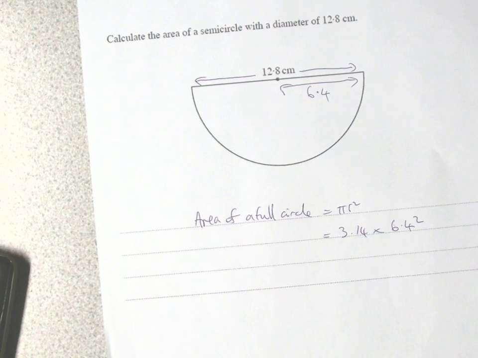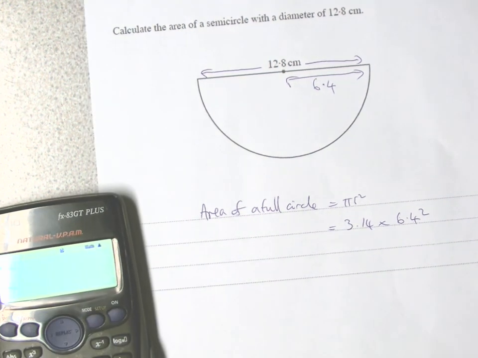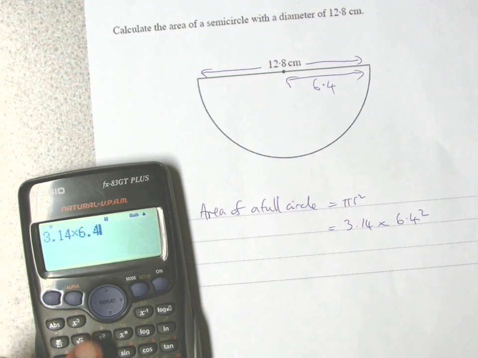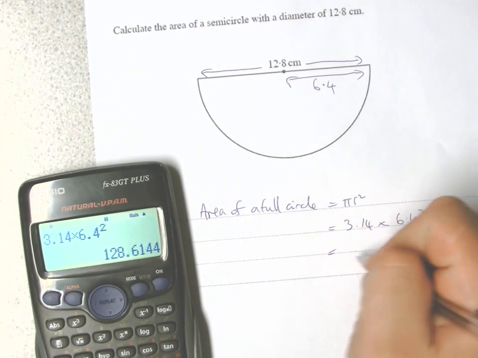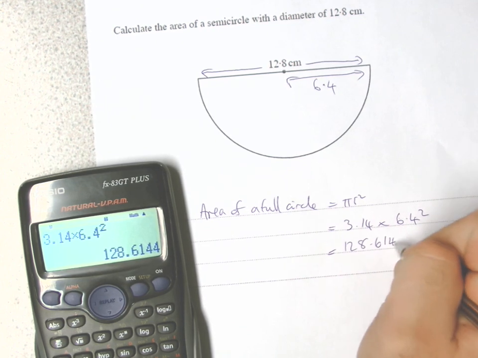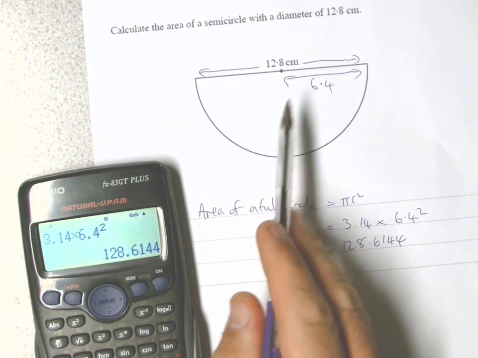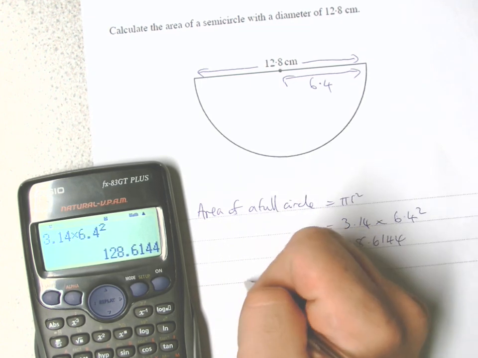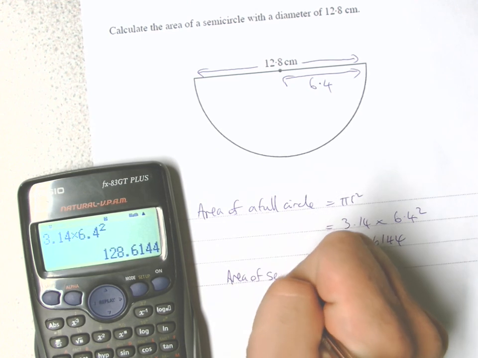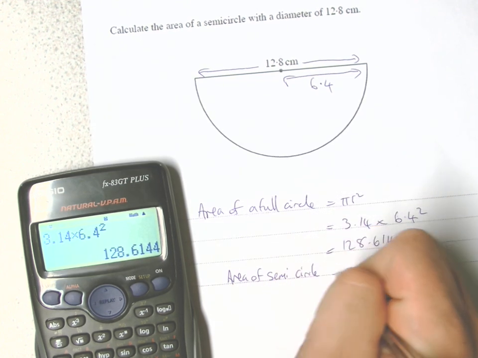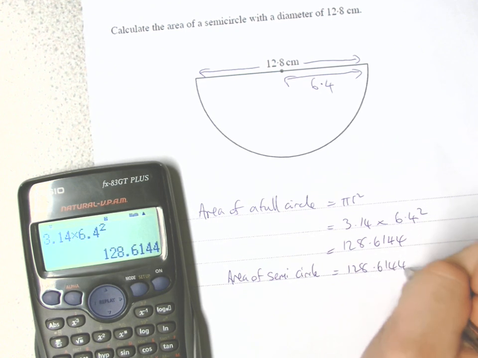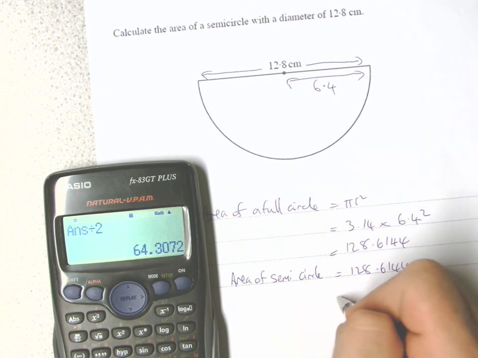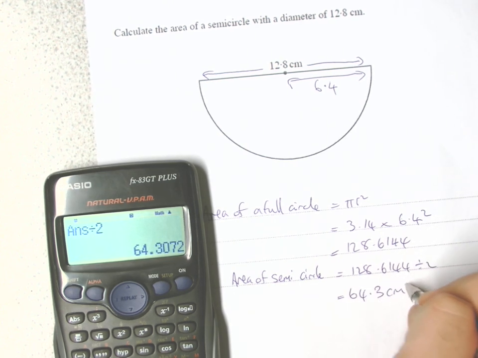So I would work with the area of a full circle first. 3.14 times the radius, which is 6.4 squared, and the answer comes out to be this. I'll write it all out now. Of course, that's a full circle. A semicircle is literally half of a full circle, so to get the area of the semicircle, you simply halve that answer. You divide it by 2. Dividing by 2, I get 64.3 centimeters squared.